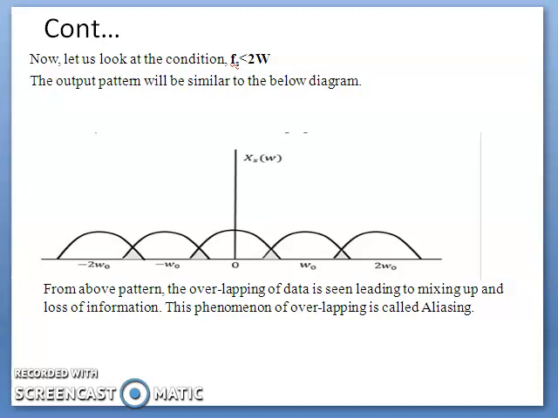In this case we will see that there is an overlap of the two signals at this point. So from the above pattern, the overlapping of data is seen, leading to mixing up and loss of information. This phenomenon of overlapping is called aliasing. Fine. Now we will see what aliasing is.